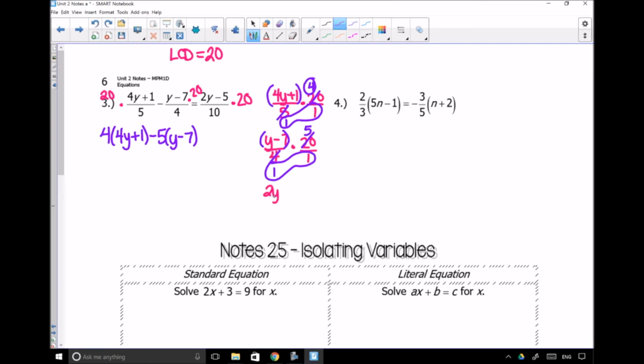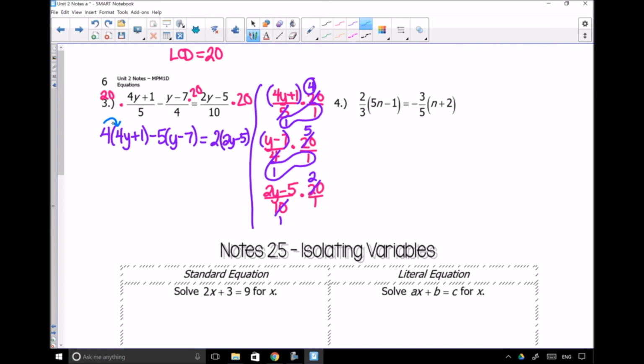The last fraction says 2y minus 5 over 10, and I'm going to multiply this by 20 over 1 again. So what are 10 and 20 both divisible by? They're both divisible by 10. 10 divided by 10 is 1. 20 divided by 10 is 2. So I end up getting 2 times 2y minus 5. Okay, now that I've done that, I'm going to solve my equation like a normal equation.